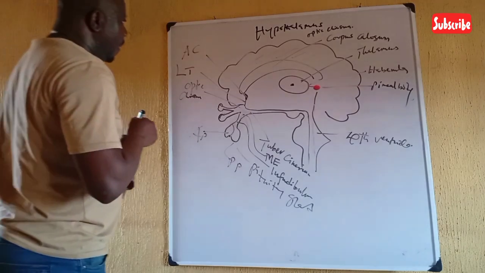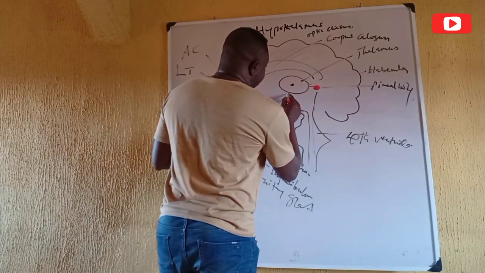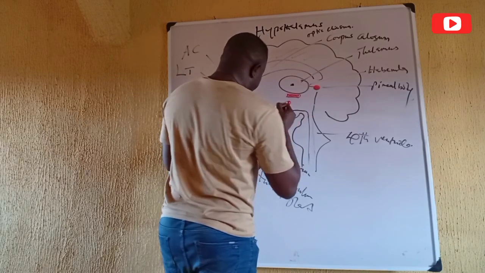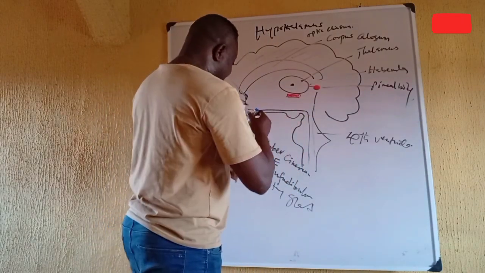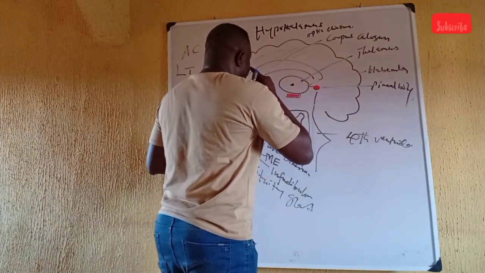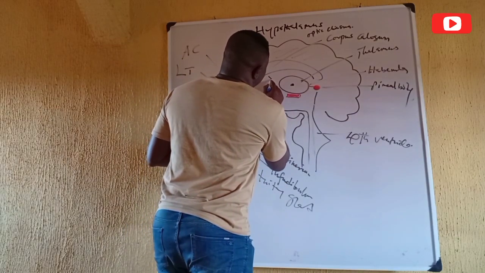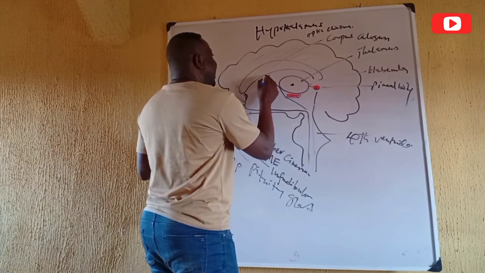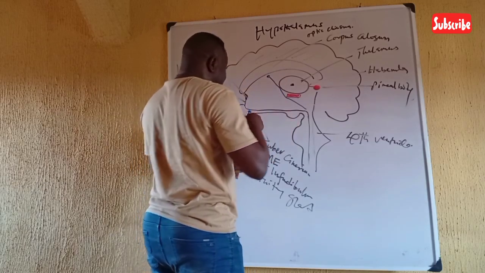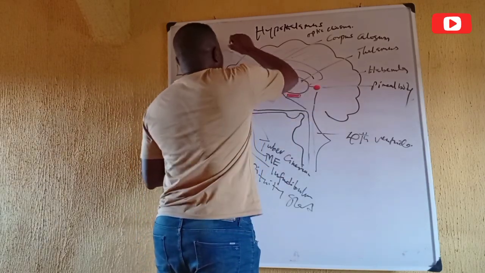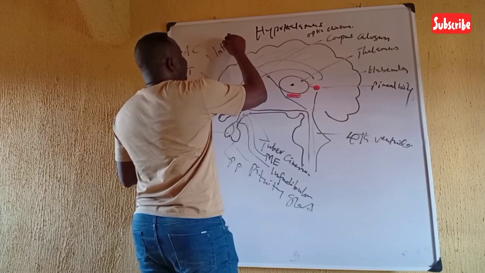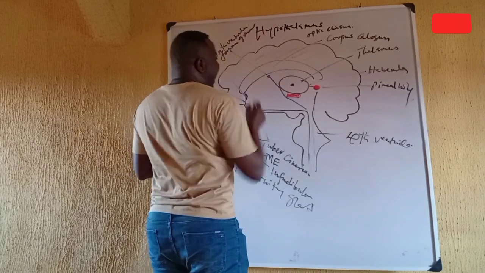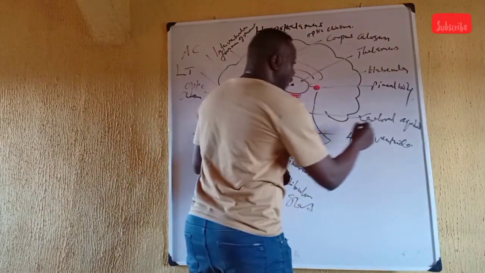Now, from this diagram, of course, this is the subthalamus. And then we also have another structure here, called the hypothalamic sulcus. It extends from the interventricular foramen of Monro, and then it goes down to the cerebral aqueduct of Sylvius.